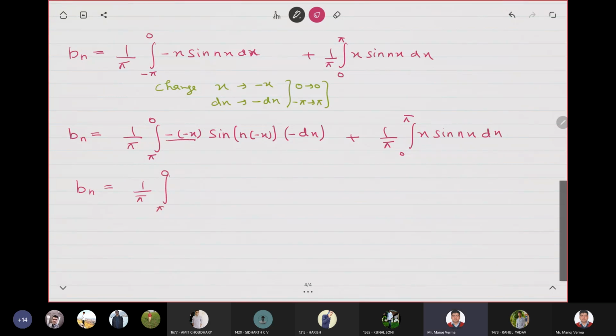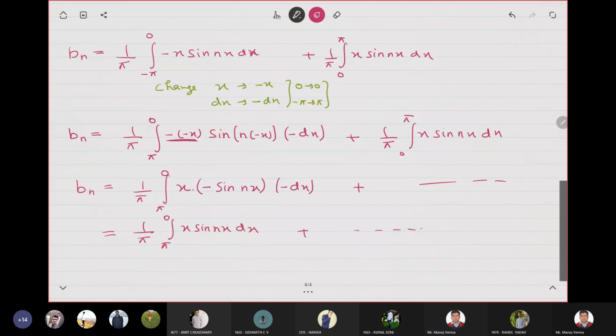This negative, this expression will be plus x. The second term will become minus sine nx, because sine minus theta is equal to minus sine theta, and minus dx. Okay, and second term as it is. Again this minus and minus will become plus. It will be 1 over pi from pi to 0 x sine nx dx plus second term as it is.